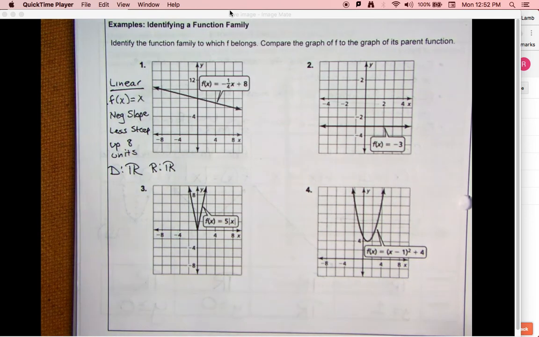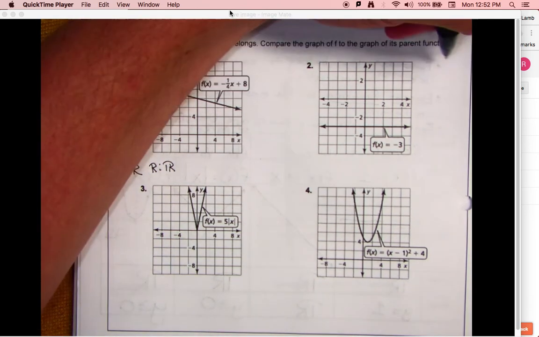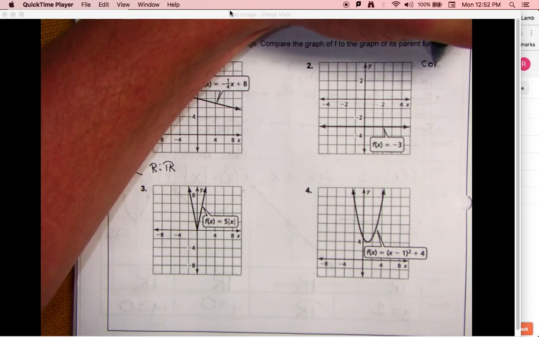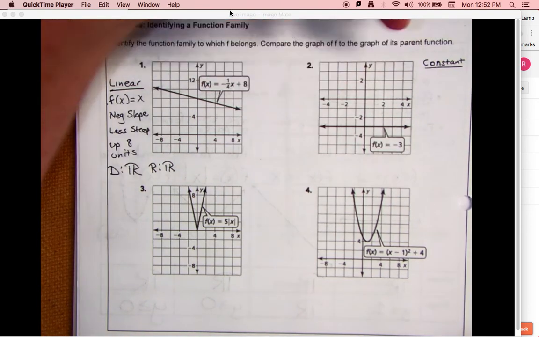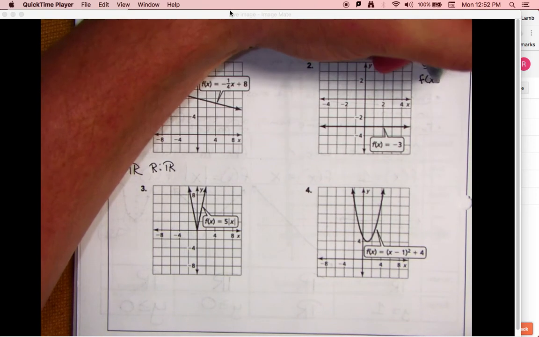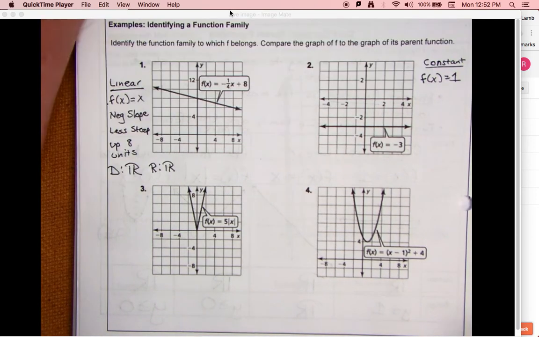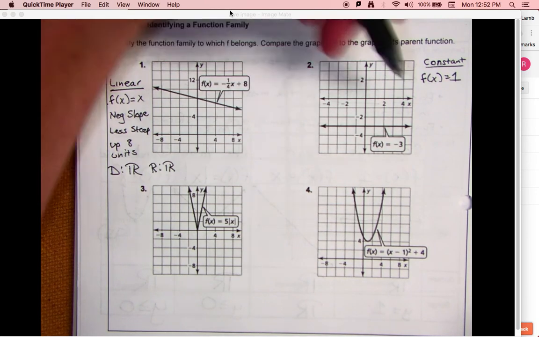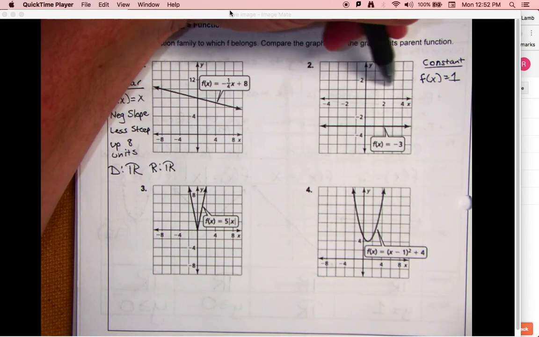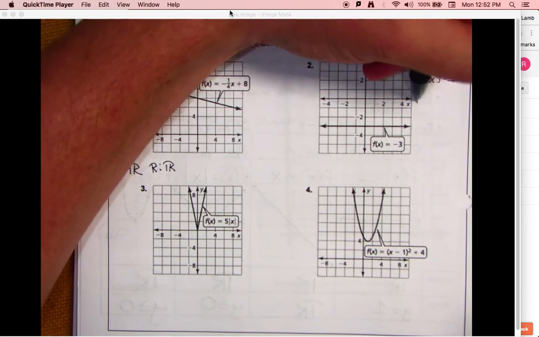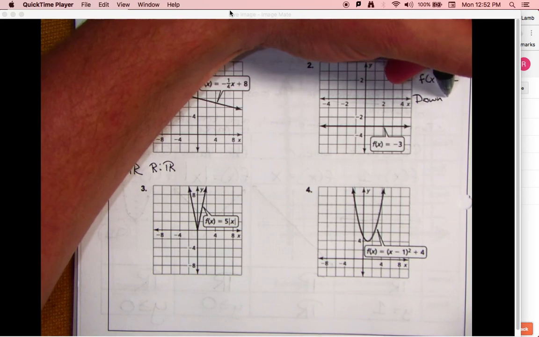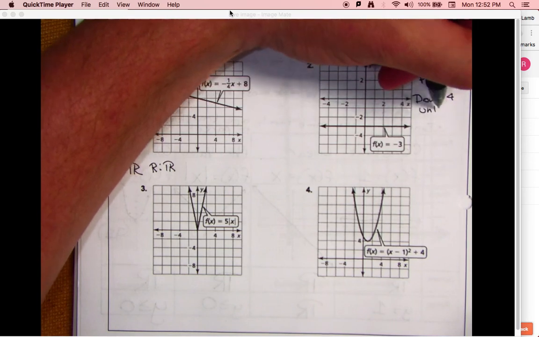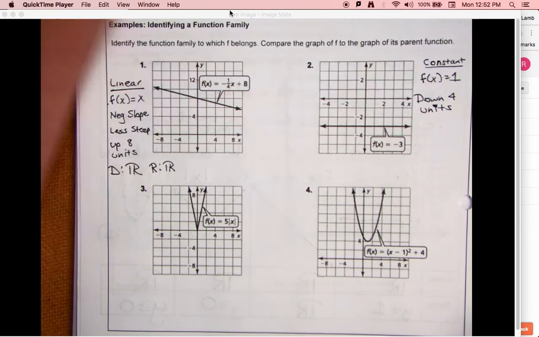All right, number 2. First of all, what family is it? It's the constant family, because it's a horizontal line. F of x equals 1. That's our parent function. Okay. All right, how did it move? You can see normally it's up here at 1. Now it's down here at -3. So what happened to it? It's down 4 units.